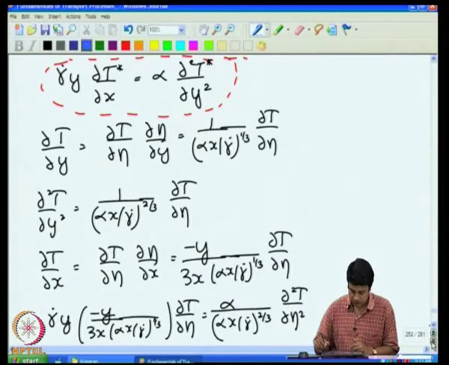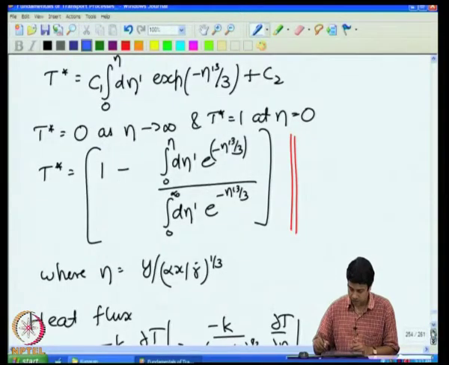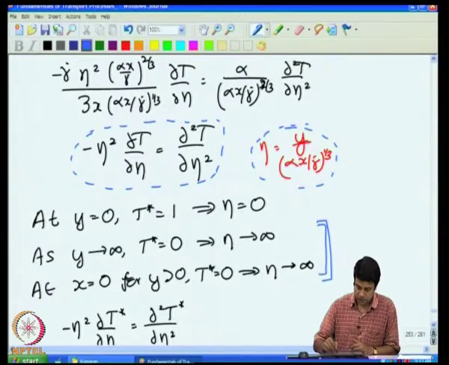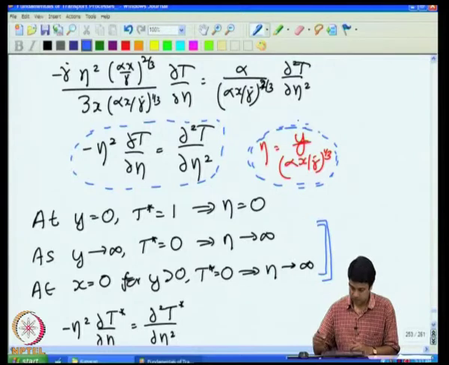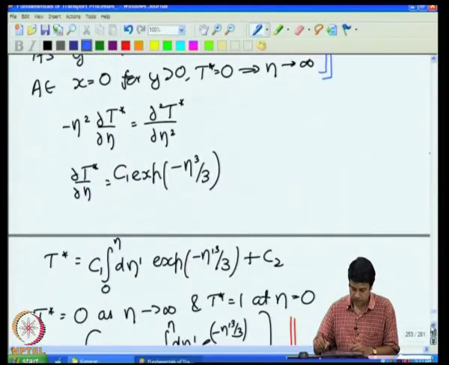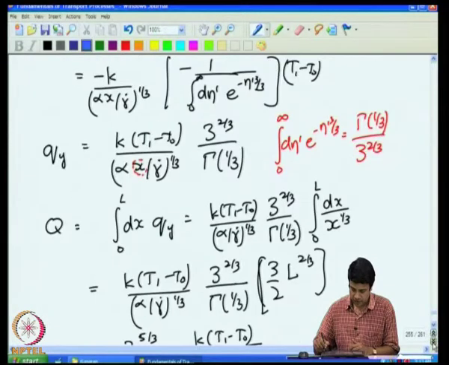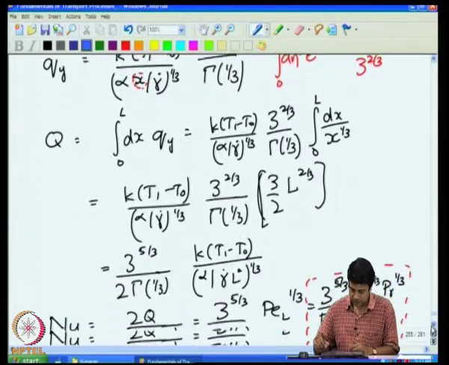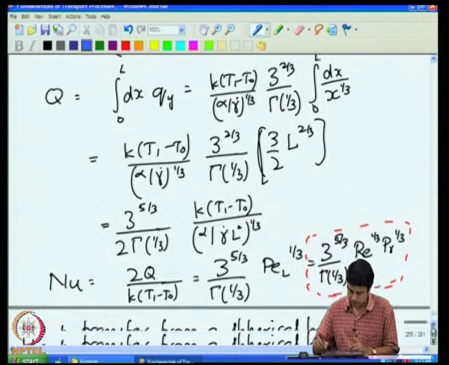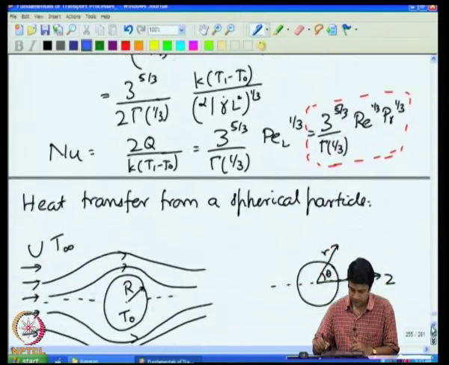And using that argument, we managed to get a solution in terms of a similarity variable eta. The similarity variable eta was defined as y by (alpha x by gamma dot) power 1/3. In terms of this similarity variable, I got a solution for the temperature field, and from that I got the heat flux, and finally a correlation between the Nusselt number, the Prandtl number and the Reynolds number.